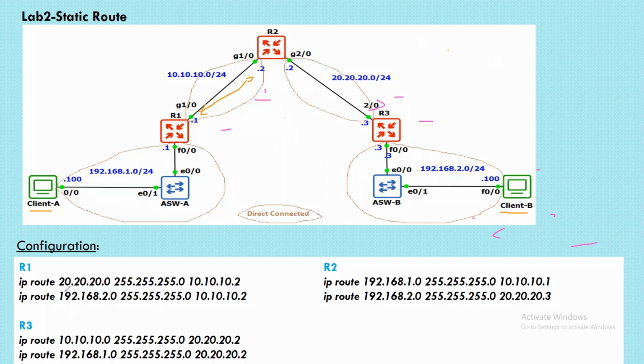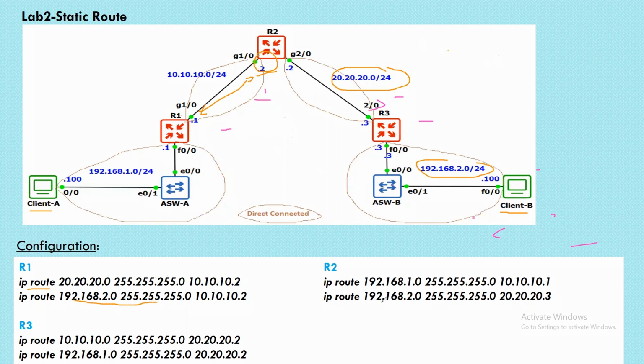So for R1, ip route, first we should identify our destination because they are not directly connected. Our network is 20.20.20.0/24, which means 255.255.255.0. Our next hop to reach here is this. And for ip route to this network, our next hop is the same.